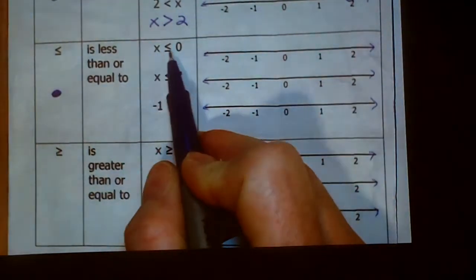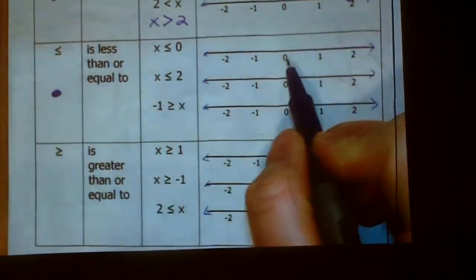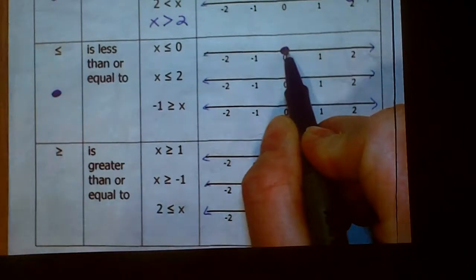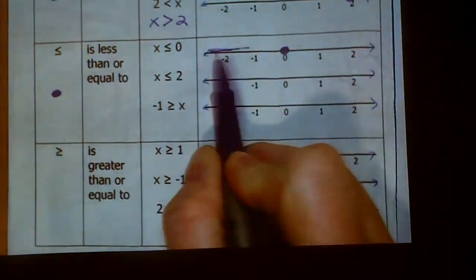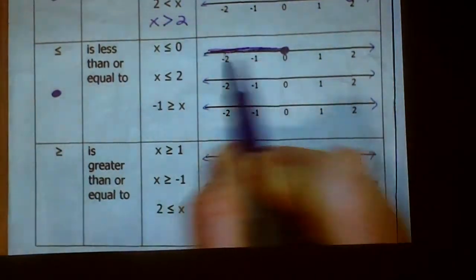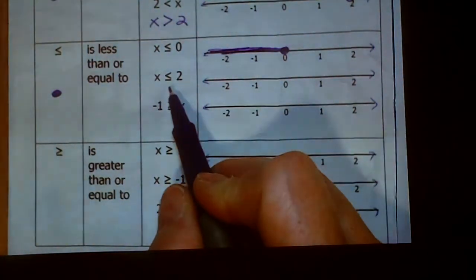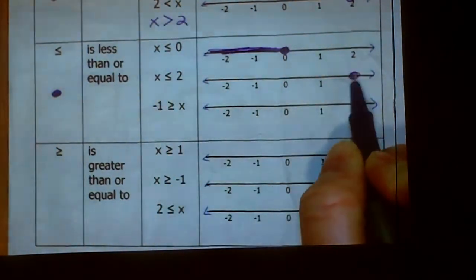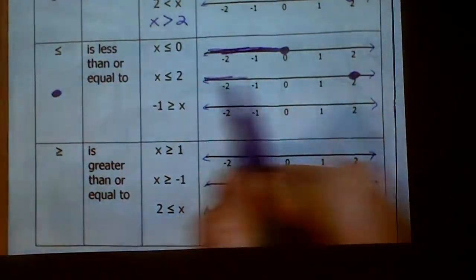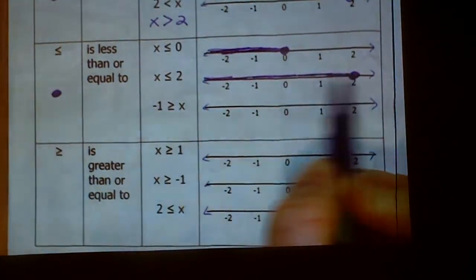Alright, so if x is less than or equal to 0, that means that x can be 0, and it can also be any amount that's less than 0. So I'm going to shade all those numbers to the left, because less than means left. If x is less than or equal to 2, that means it can be 2. It can also be all the numbers less than that.